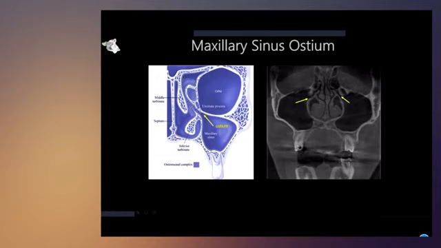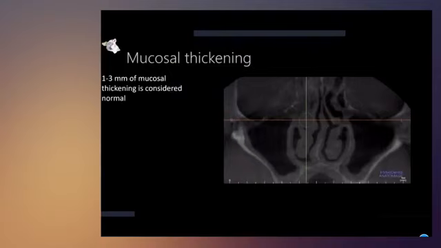So if the patient has mucosal thickening and we decide to do a sinus lift and bone graft, we don't want to pick that mucosal thickening up and block the sinus ostium, because then the sinus can start to act like a pathological cavity in and of itself. And so it'd be important to send those patients to ENT before they have any type of surgical procedure.